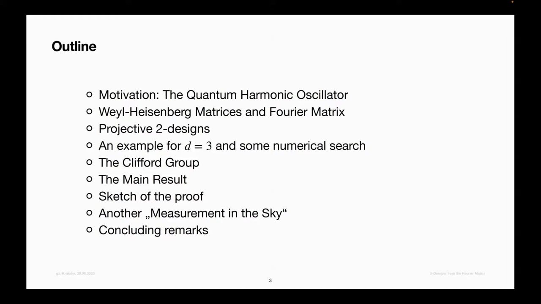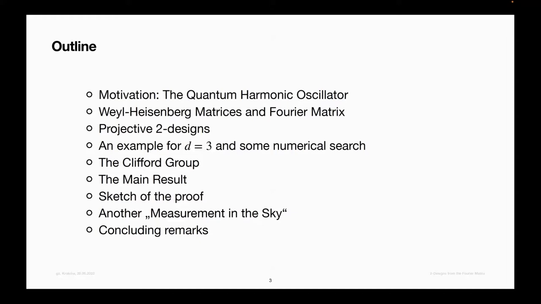For the rest of the talk, I'm going to focus on very specific dimensions, which I will specify then. And we have a short excursion on the Clifford group and can state the main result. And I even give you a sketch of the proof, which I think is interesting because it points to a very specific property, which maybe can be used for further generalizations. Then there is a remark on measurements in the sky. Some of you will know what I mean. And concluding remarks.